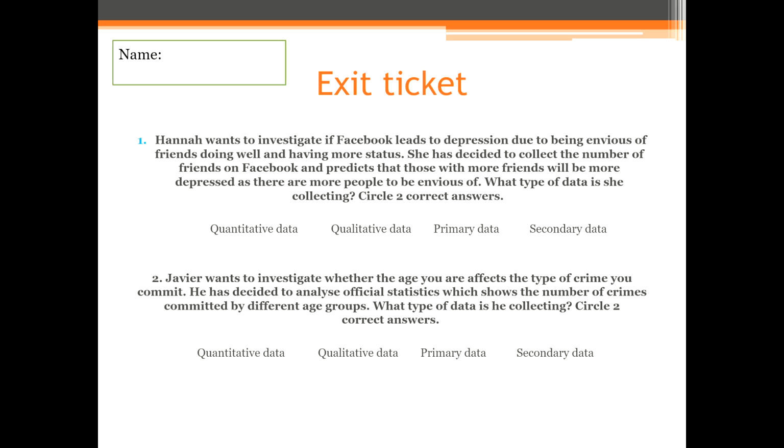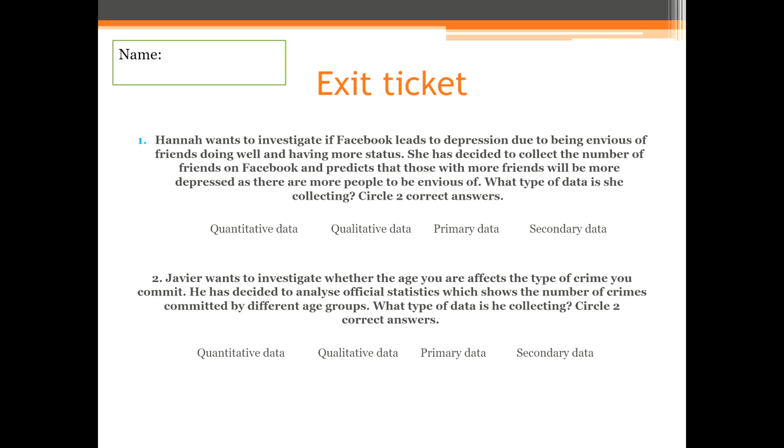And these are some examples of questions that have been asked before. So we've got, Hannah wants to investigate if Facebook leads to depression due to being envious of friends doing well and having more status. She's decided to collect the number of friends on Facebook and predicts those with more friends will be depressed as they are more to be envious of. What type of data is she collecting?